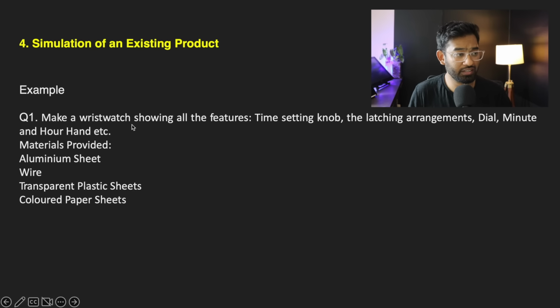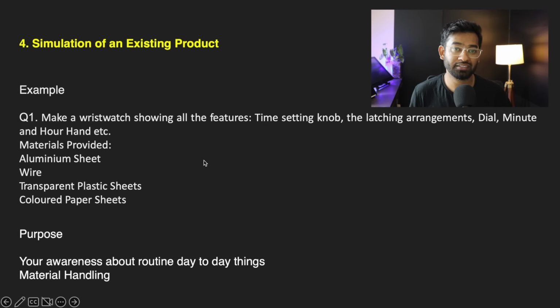Now all these things are given and you are supposed to make a wristwatch which should have these kind of features. They want to see your awareness about day-to-day routine objects. So basically, if you are curious about things or not. If you are curious about things, you will definitely observe small things. You will definitely observe the working mechanisms.